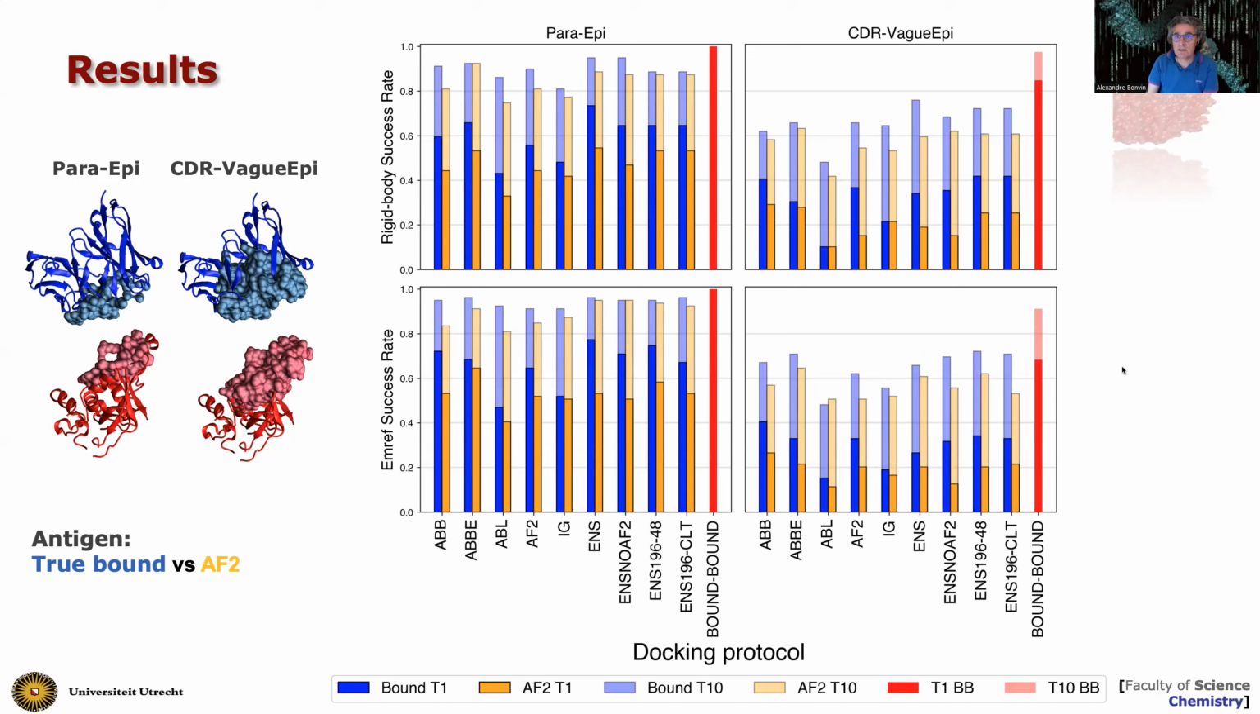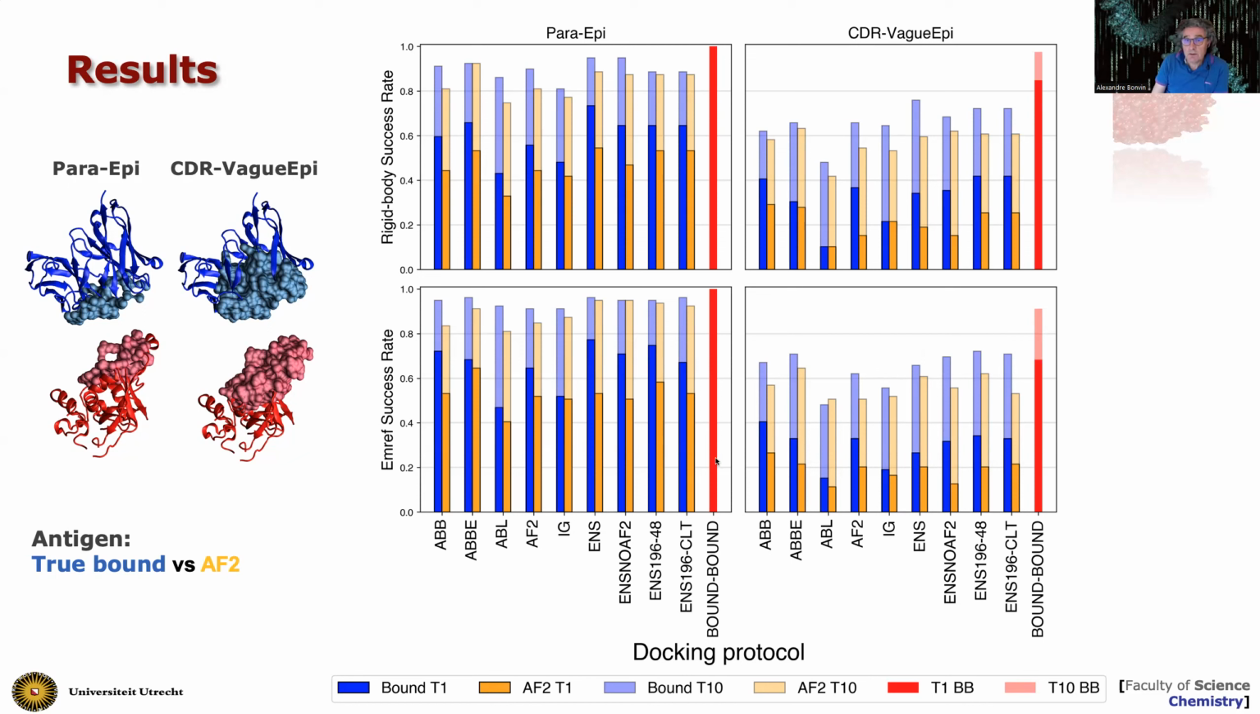So let's concentrate mainly on the right side. This is the more realistic side where we have the knowledge of the hypervariable loops and the vague definition of the epitope. What you see on the y-axis is the success rate from 0 to 1. If 1, it means everything was predicted correctly. If you have 0.5, it means that in only 50% of the complexes that we are predicting, we got a good solution. On the x-axis, you see the different AI models that we are using. These are the different models, and these are combinations of models from different AI methods.